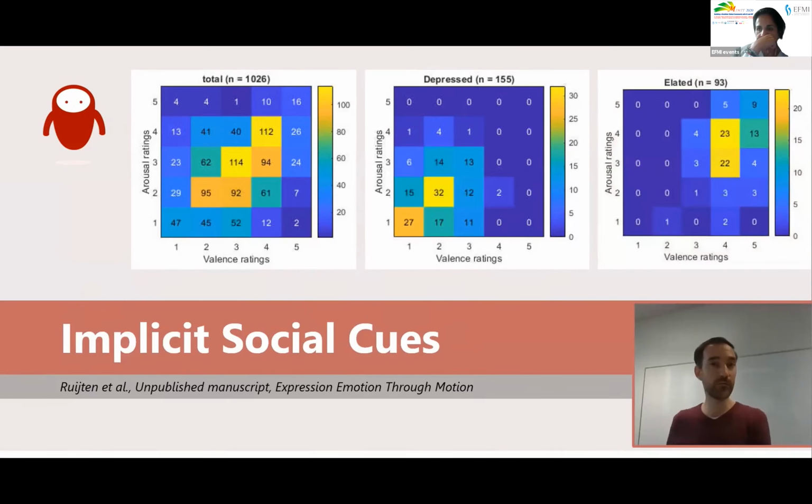Now, on the other end of the spectrum, we had the emotion elated, being happy with a lot of arousal, essentially, and we see that this is scored a lot in the top right of this heat map. So we really see that people classify the emotions in a very similar way on this arousal and valence level as we would expect based on Russell's model.